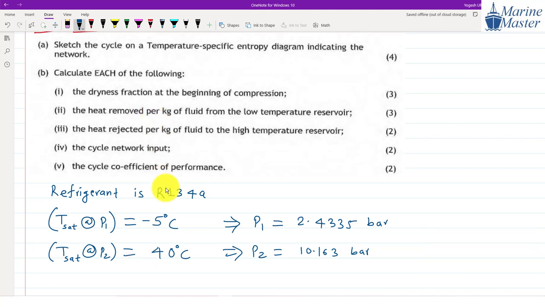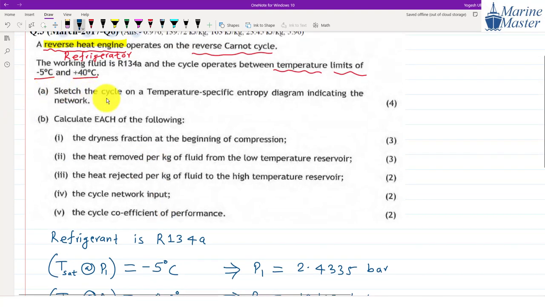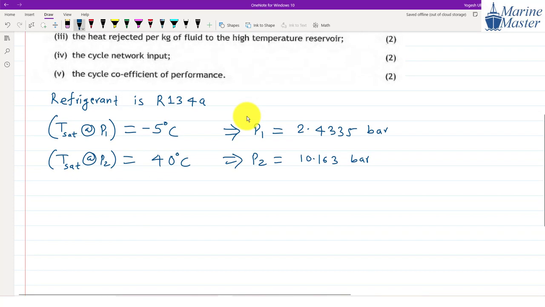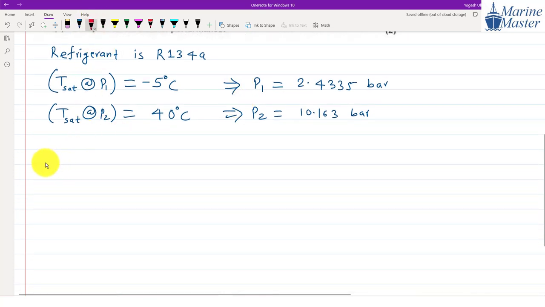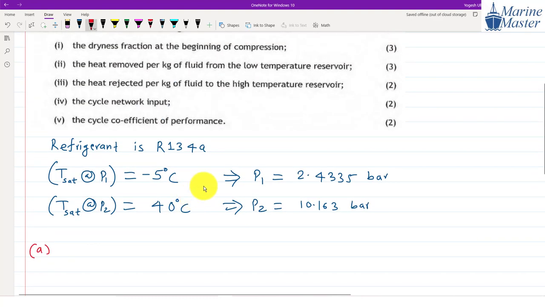Now, here what they are asking us in the A part is to sketch the cycle on a temperature entropy diagram. So in the A part, our target is to draw the temperature entropy diagram. Now I am not going to draw the TS diagram once again.